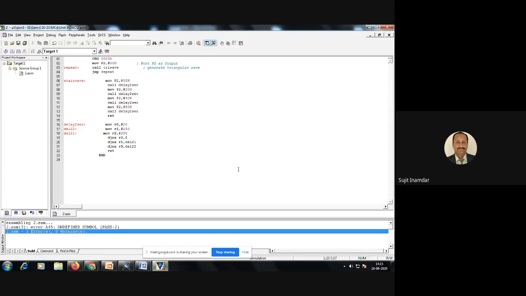So just try to find that particular error so that we can fix it and get the exact output. Find it out and put it in the chat box. Take 2 minutes time.